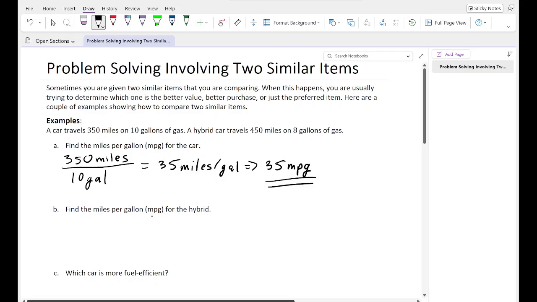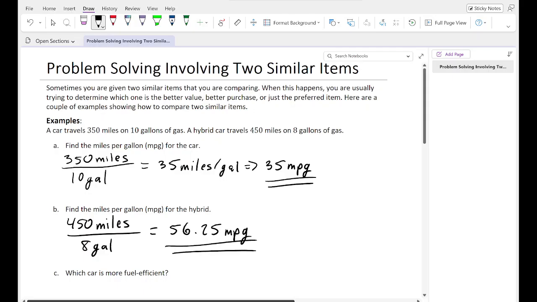Next, we're going to find the miles per gallon for the hybrid. So again, 450 miles on 8 gallons. And again, we just do the arithmetic. 450 divided by 8, which is going to give us 56.25. And we can just go straight to what we're used to. We can just say that this is just miles per gallon there.